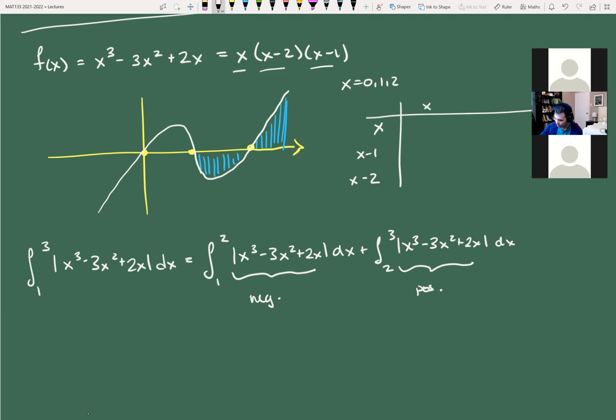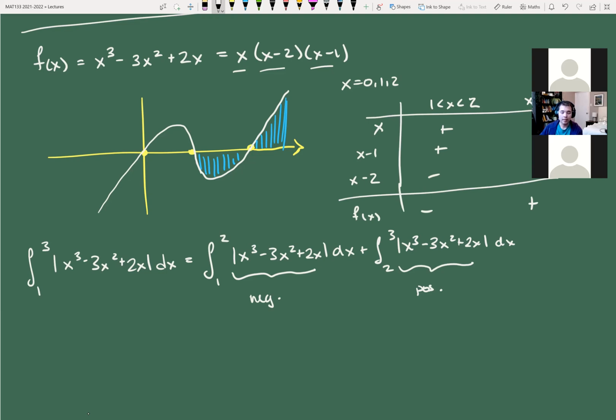Right? So x between 1 and 2, and then x greater than 2. And if you do this, you get positive. What do I want here? X minus 1, so this is positive. This is also positive. This is negative. This is positive. And so the function is negative here and it's positive here, right? So you could do it like that.